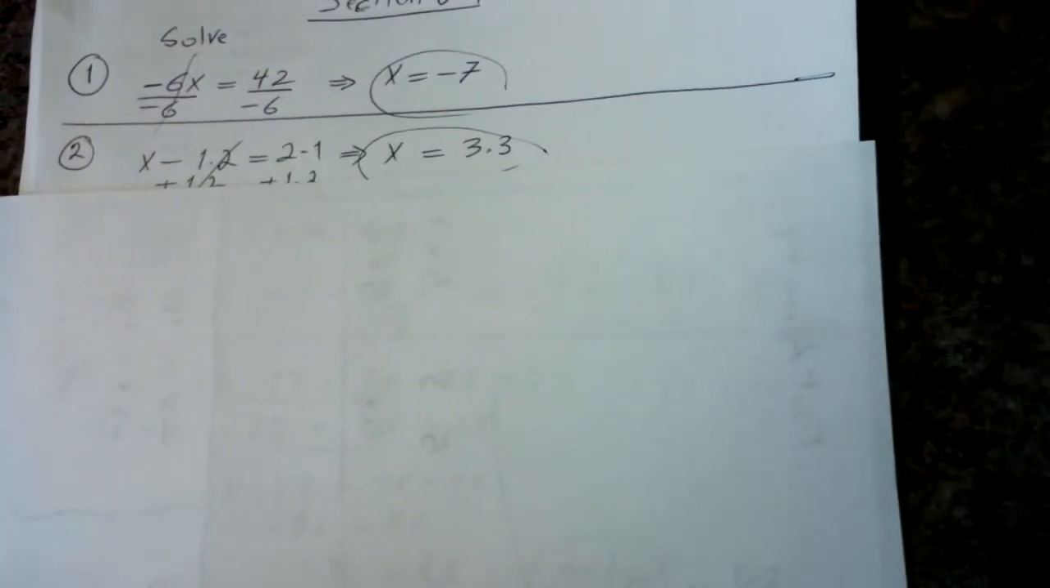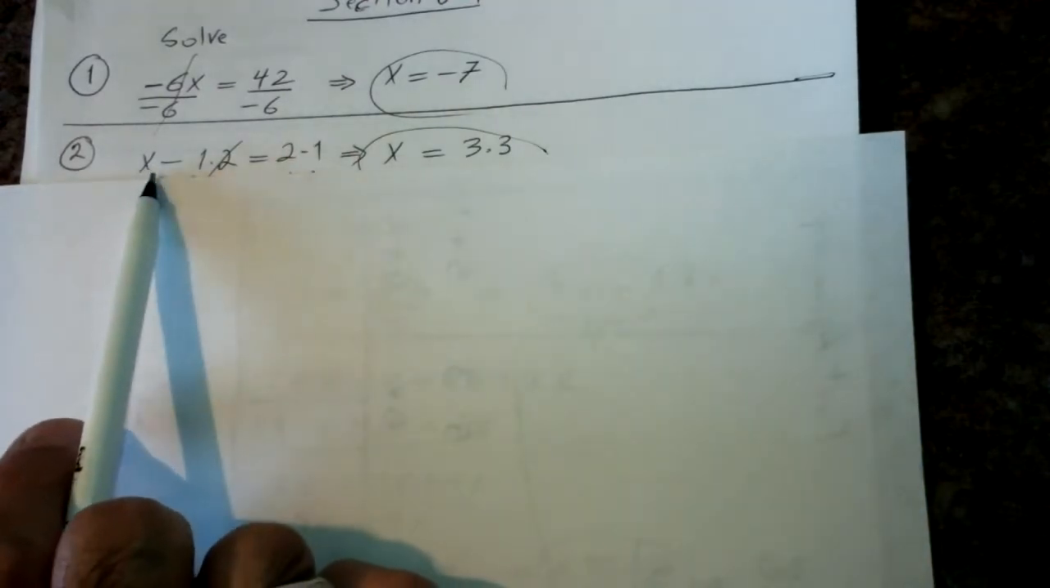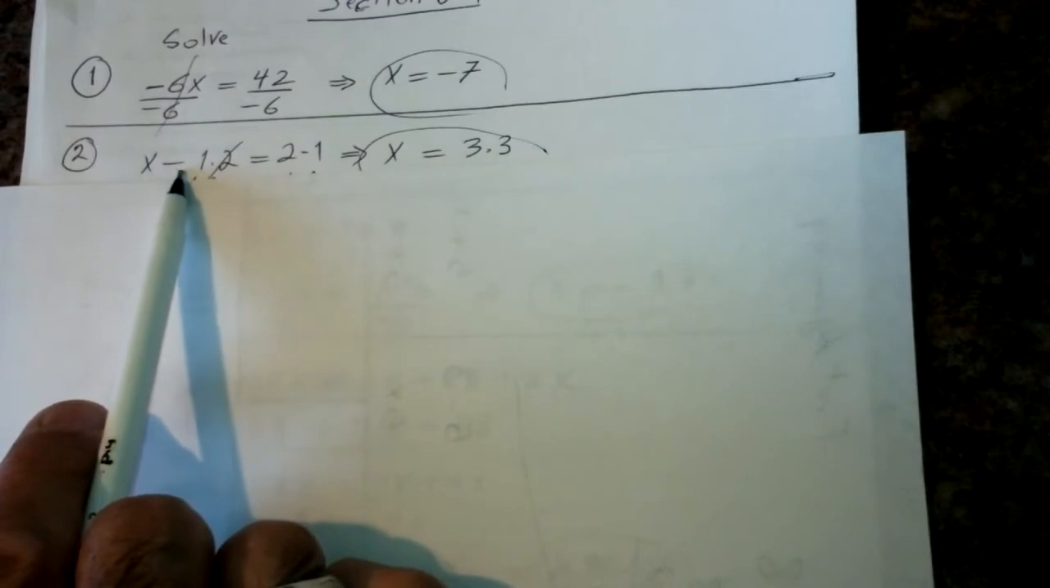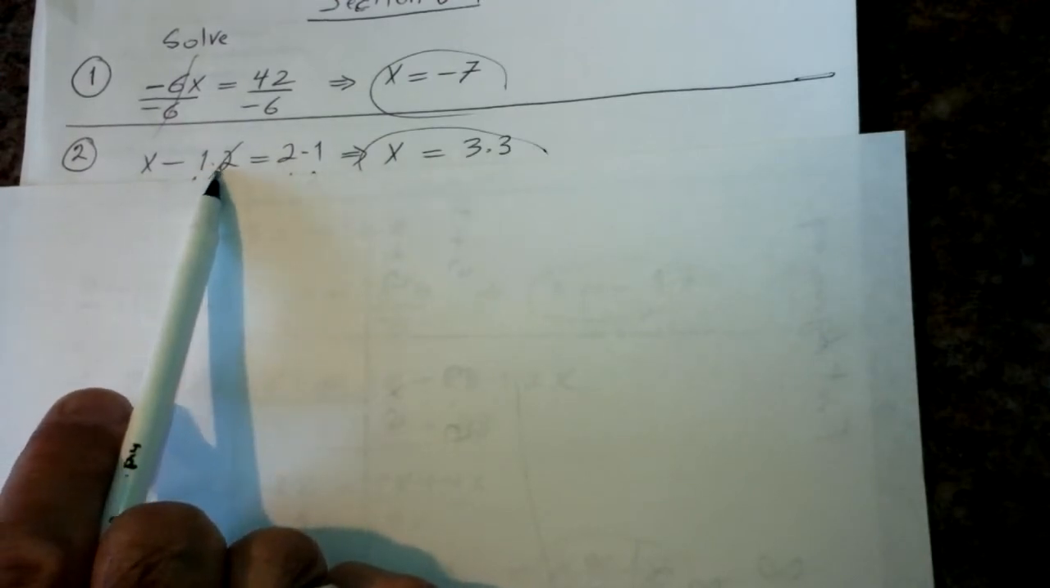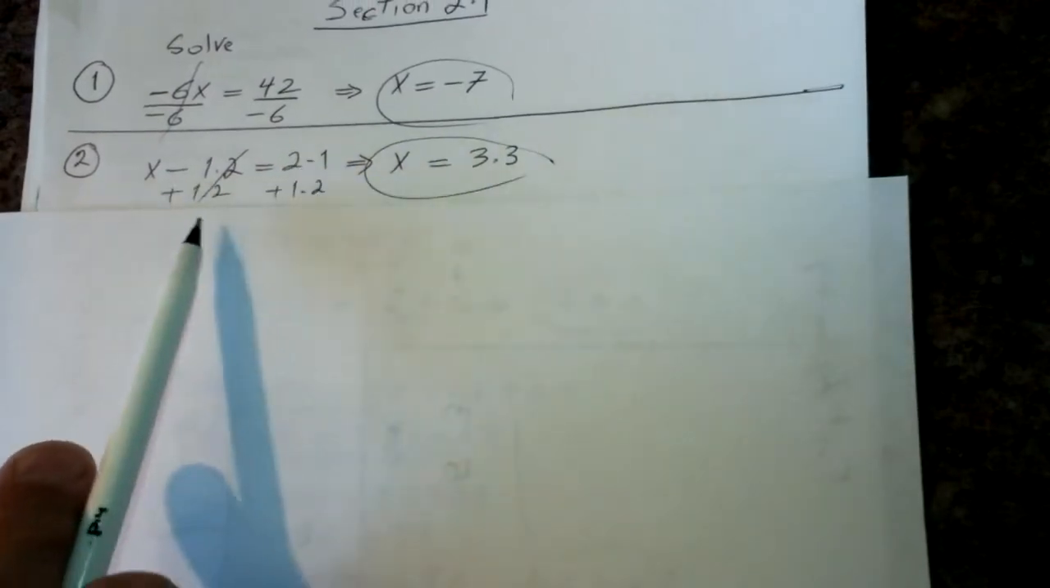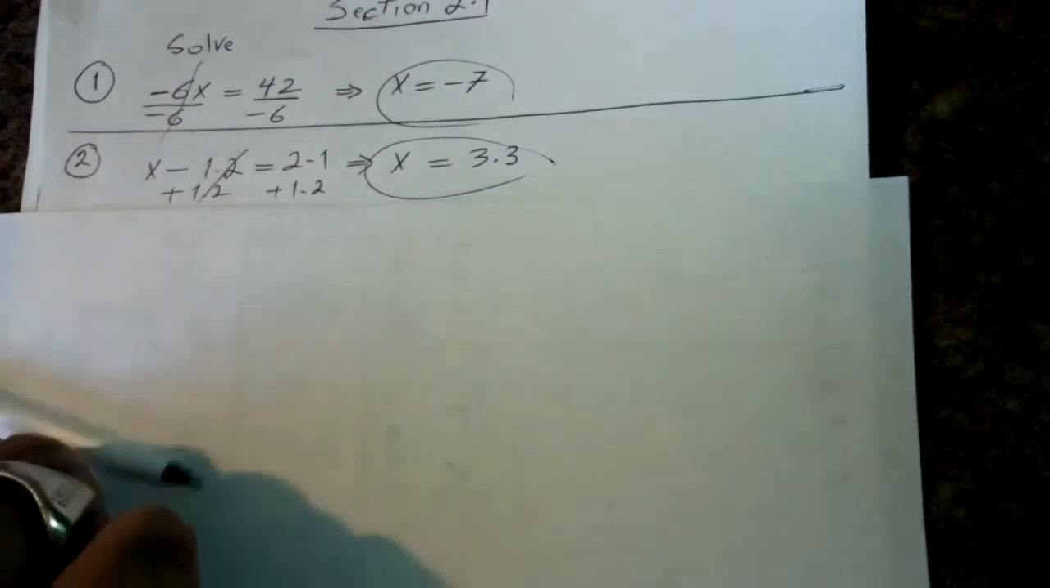Now, this is not multiplication anymore. This is addition. See, between x and 1.2, there is a sign. So I want to move -1.2 to the other side. So you just add 1.2 to both sides, and that gives you the x.